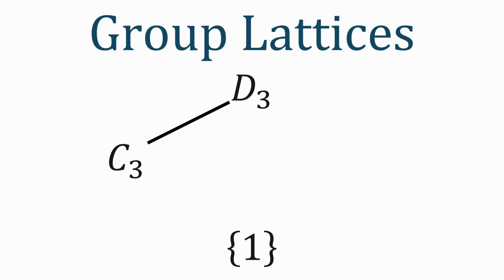There are no subgroups between C3 and D3. The only subgroup of C3 is the trivial group. There's also another subgroup of D3, the group consisting of only the identity symmetry and a single reflection. We call this group C2. You can easily check that this is indeed a group. The only subgroup of C2 is the trivial group.